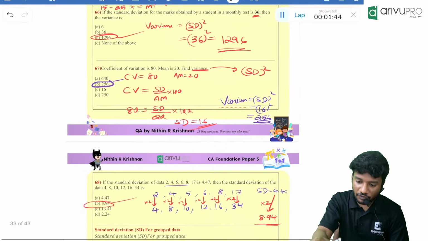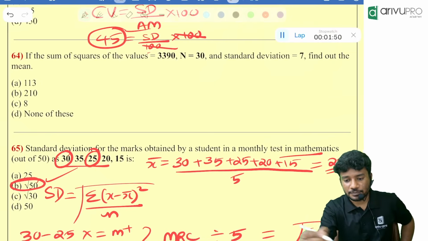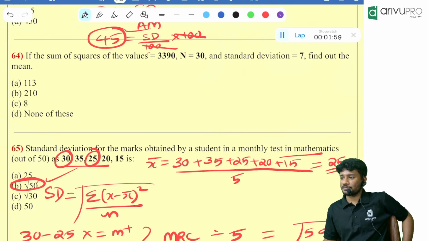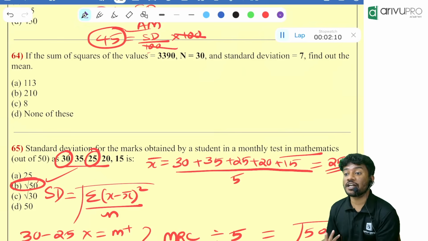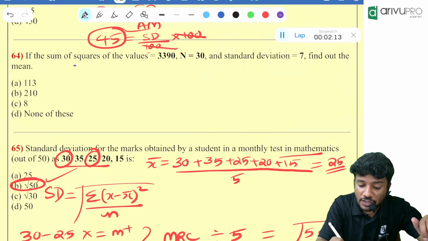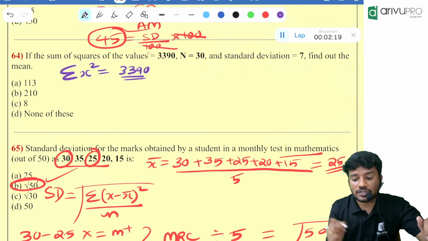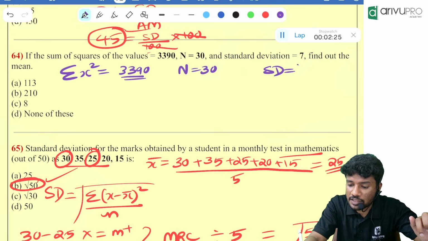Okay. Yes. The final question from ungrouped data. Tell me, everyone. What is given? What do you need to find? How will we find it? Can you tell me? They have given the sum of the squares of the values, not of the deviations. That means sigma x square is given to be what? 3390. Then n is also given, that is 30. Then standard deviation is given to be 7.